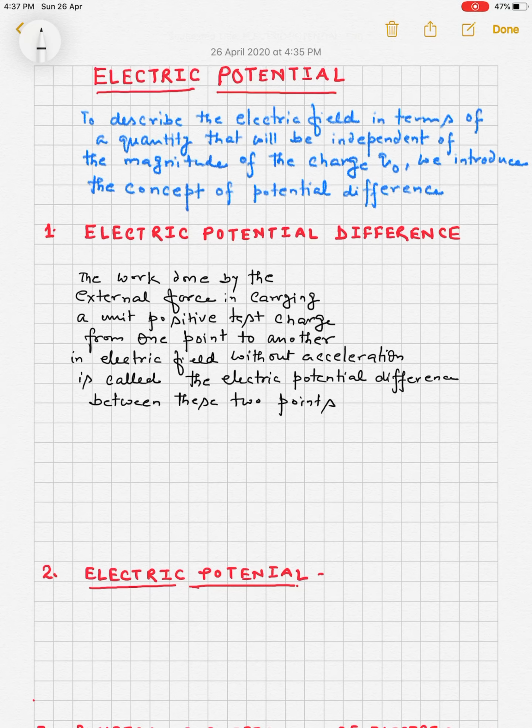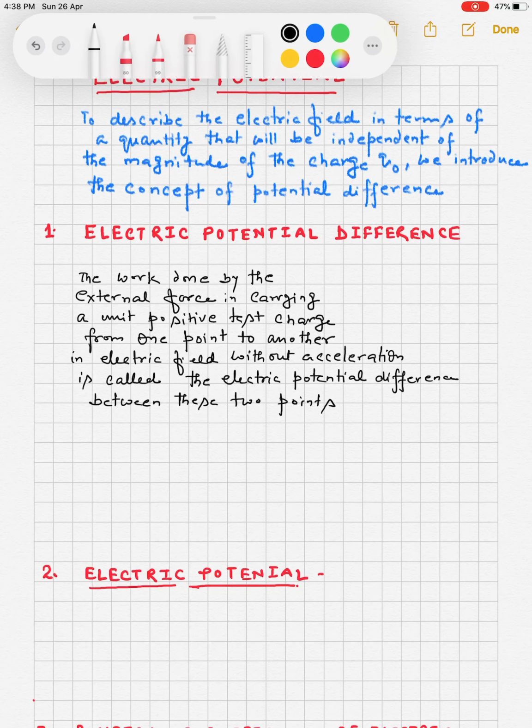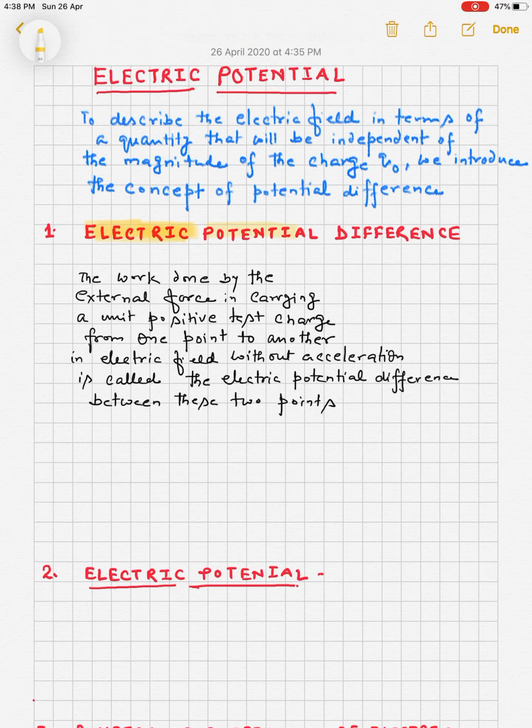To describe the electric field in terms of a quantity that will be independent of the magnitude of the charge Q naught, we introduce the concept of potential difference. So the first one is electric potential difference.